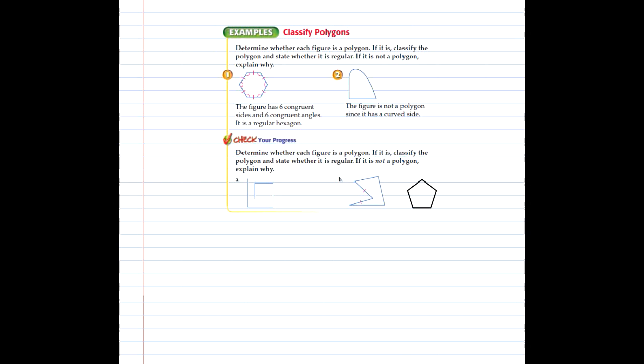Classifying polygons. Determine whether each figure is a polygon. If it is, classify the polygon and state whether it is regular. If it is not a polygon, explain why. Well, in our first example, if you look at the sides, they are straight sides. It is a closed figure. It has an inside and an outside, and the sides don't cross. You can see by the little marks that all the sides are congruent and all the angles are congruent. So this would actually be a regular hexagon. Hexagon, because it has 6 sides. This, because of this curved side here, is not a polygon.